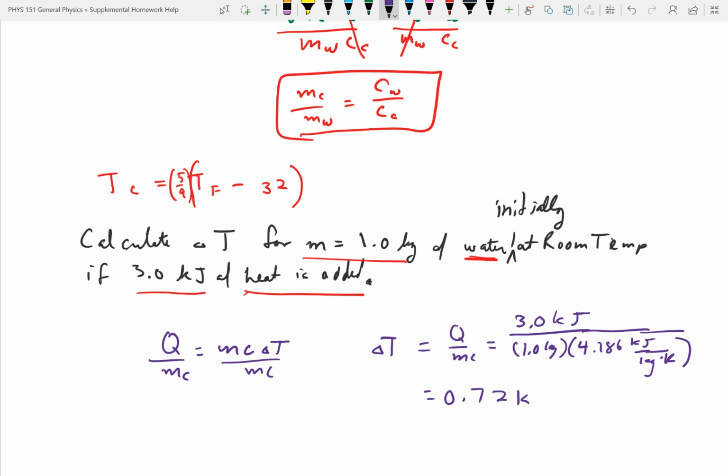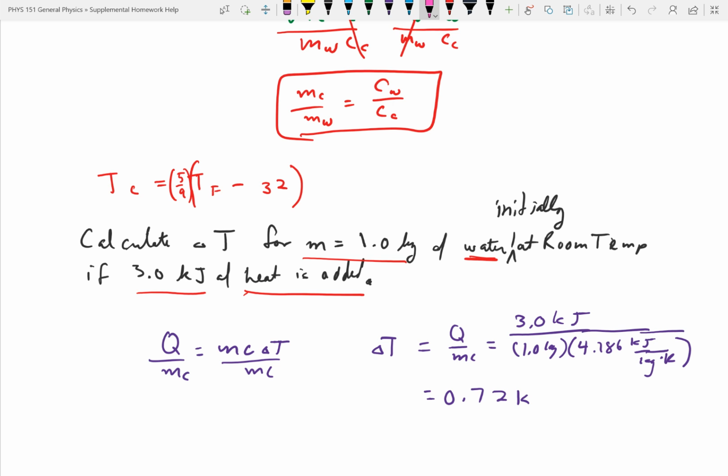How many Celsius is that? Change in temperature. It's the same, right? You always have to keep that in mind. The change in temperature is the same. So it says originally at room temperature. What's room temperature?